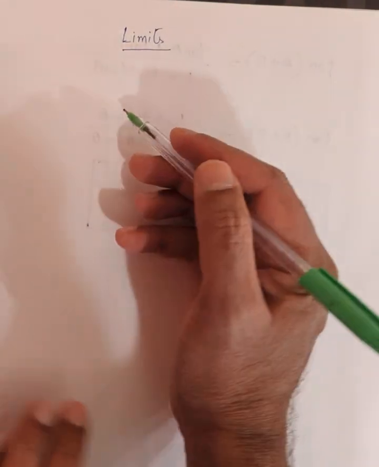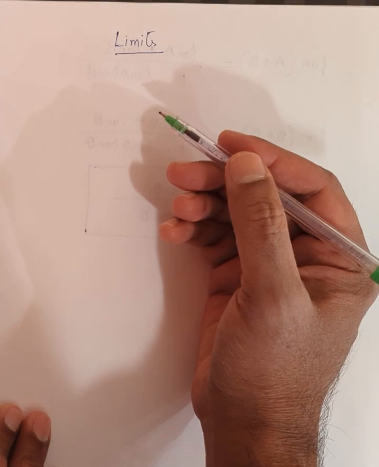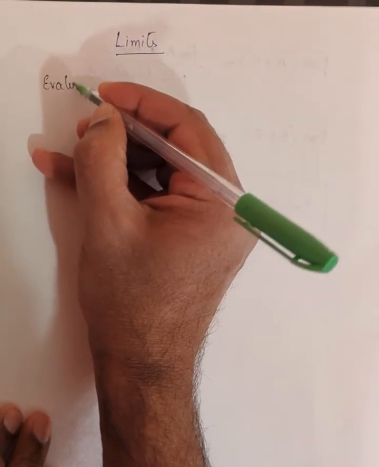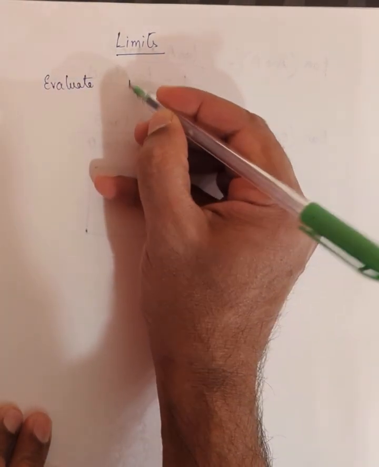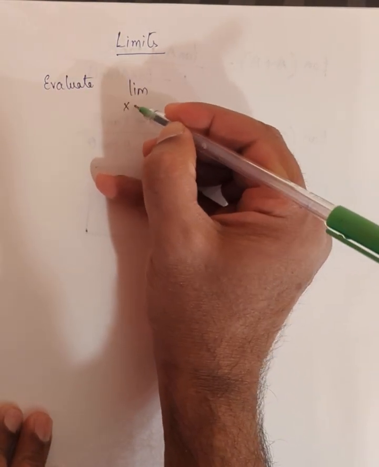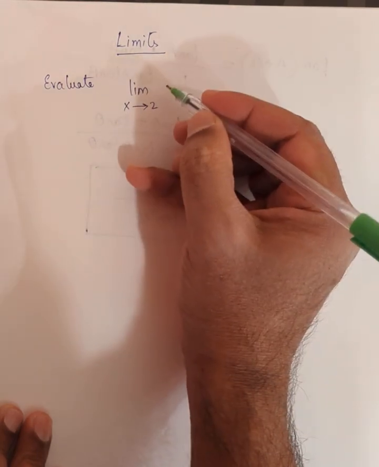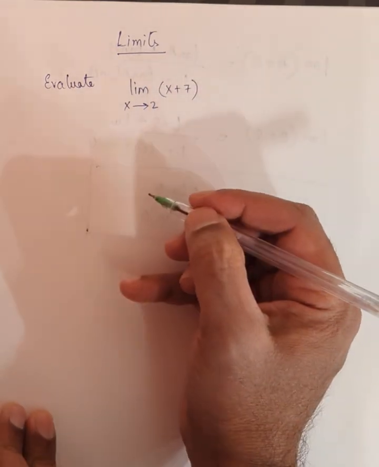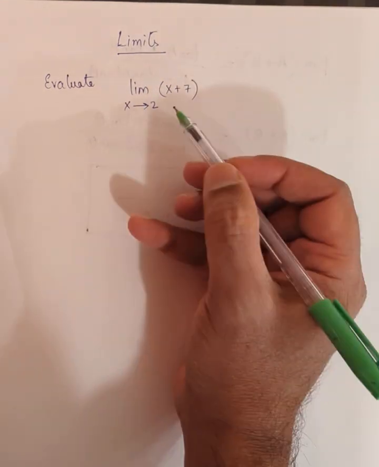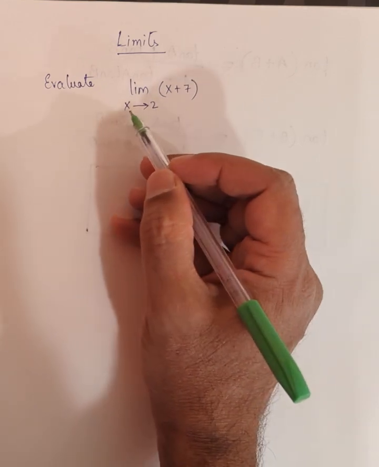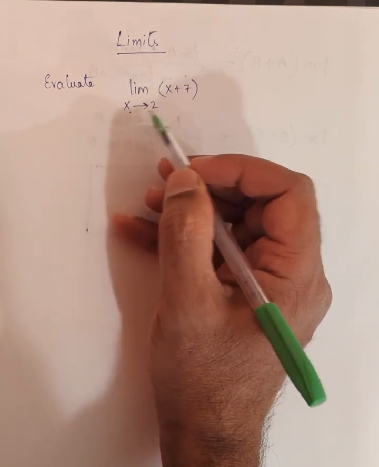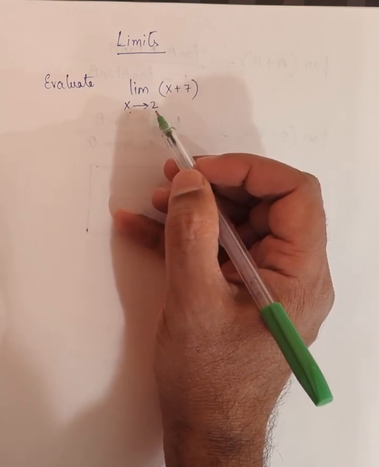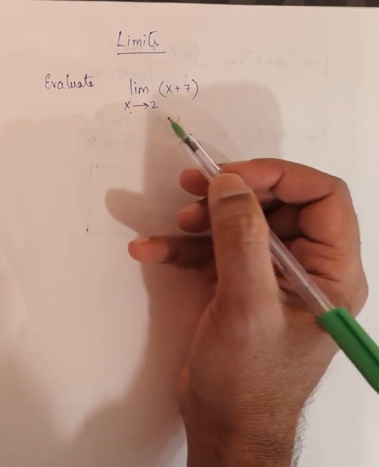Limits. We begin with a simple example. Let's say you come across a problem that asks you to evaluate the limit as x approaches 2 of a function x plus 7. Then what the problem is asking you to do is the independent variable x is getting closer and closer to 2. So it could be 1.99, then 1.999 and so on.